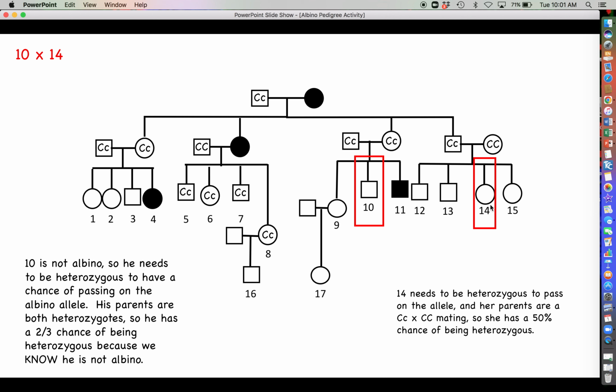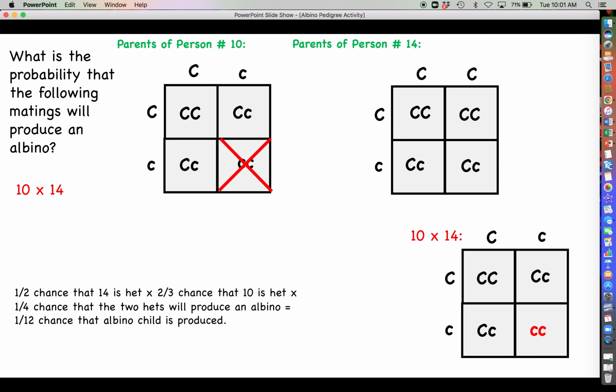And then individual 14, just like we saw before, has a 50% chance of being heterozygous because her mother is actually homozygous dominant. So the probability here is going to be, we saw for individual number 10, he has a 2 in 3 chance of being heterozygous. Individual number 14 has a 2 in 4 chance of being heterozygous. And then together they have a 1 in 4 chance of producing an albino child if they're both heterozygotes. So this would be 2 in 3 times 1 over 2 times 1 over 4. So altogether, this would produce a 1 in 12 chance that they would produce an albino child.